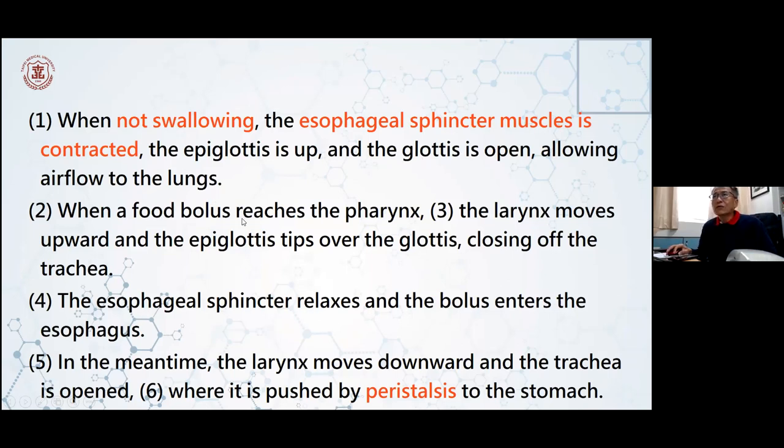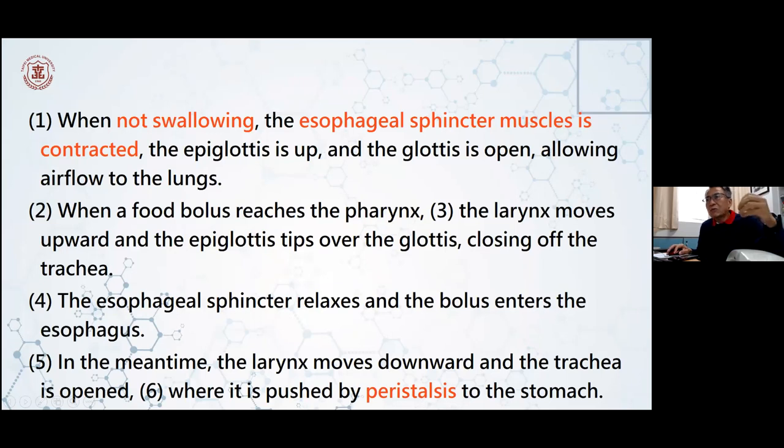And when the food bolus reaches the pharynx, the larynx will move up and the epiglottis will cover the glottis and close the trachea. And the esophageal sphincter will release and the bolus will enter the esophagus, okay? So because the trachea has been covered by the epiglottis, the food will not enter the trachea, the food will enter the esophagus. In the meantime, the larynx moves down and the trachea will reopen and the food will move to the stomach using the peristalsis.